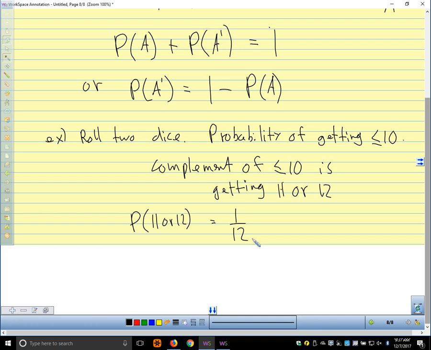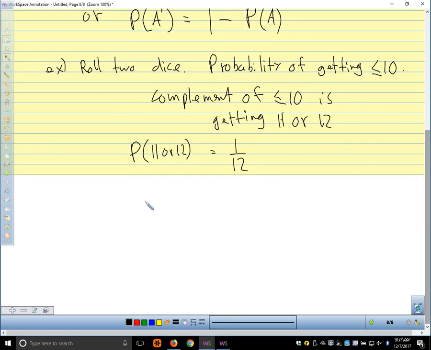That's the complement of the probability of getting less than or equal to 10. So the probability of less than or equal to 10 is 1 minus 1/12. That's everything else that can happen. So 12/12 minus 1/12 is 11/12. And you would get the same answer if you found the probability of a 1 or a 2 or a 3 or a 4 or 5 or 6 or 7 or 8 or 9 or 10 and added them all together. But this is way easier. So sometimes it's easier to calculate the probability of a complement.